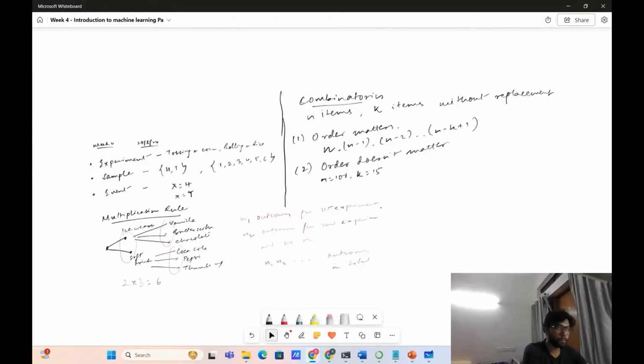Order doesn't matter, right? You pick Virat Kohli first and Rohit Sharma second, or Rohit Sharma first, Virat Kohli second, doesn't matter. They will be in the team together, right? So this is the place where the order-doesn't-matter part comes in handy. And so the question is, in how many ways can you do this? Can anybody tell me the answer?